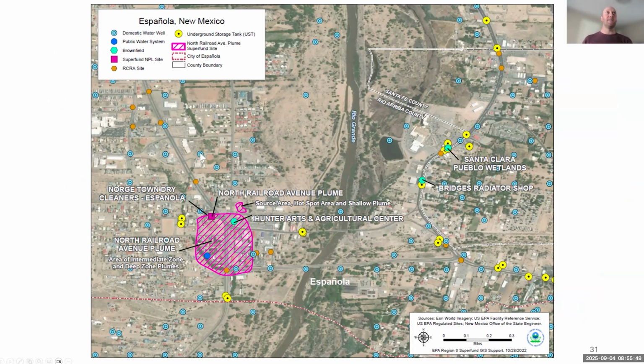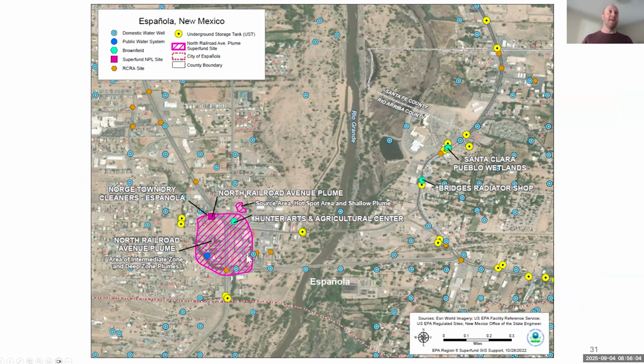Domestic water wells, which are just wells in people's backyards, could be a source of contamination. You don't know. Maybe they're dumping their paint cans down there or their motor oil. Who knows? You don't want them to do that, so that's a potential source of contamination.